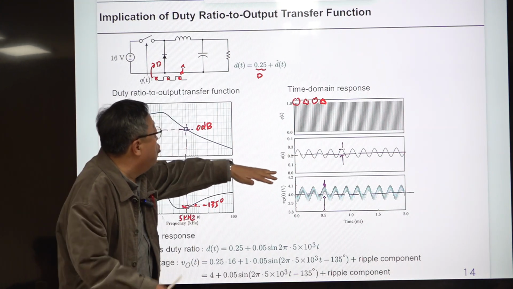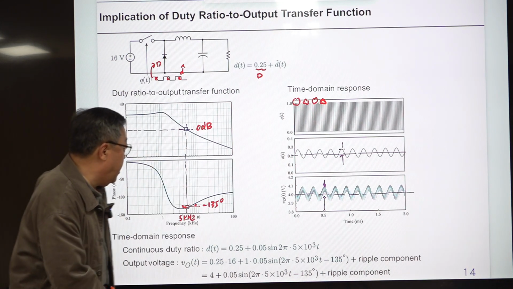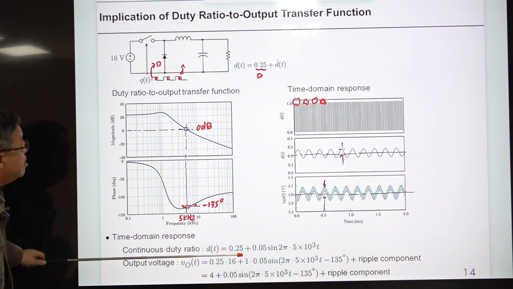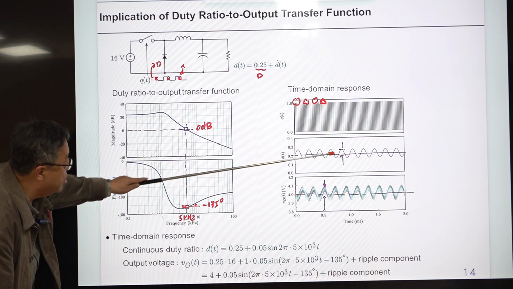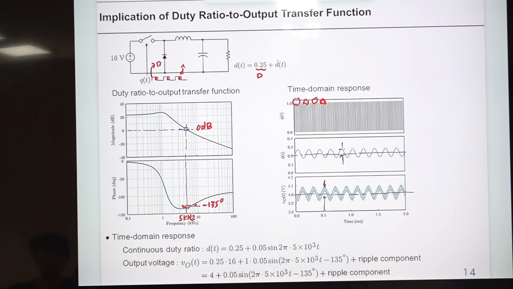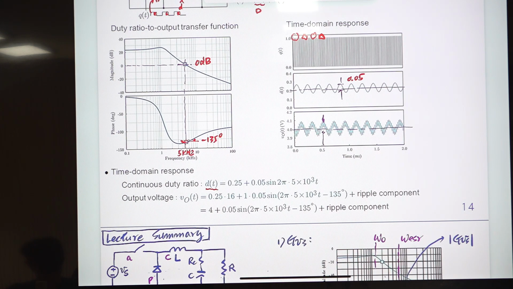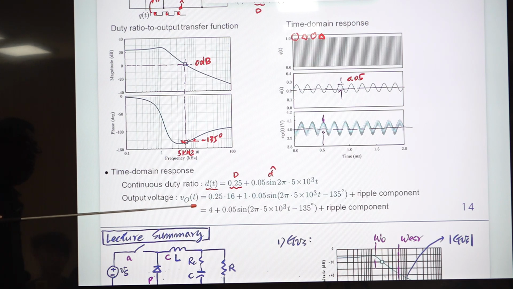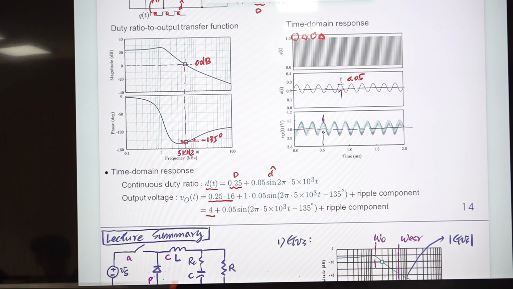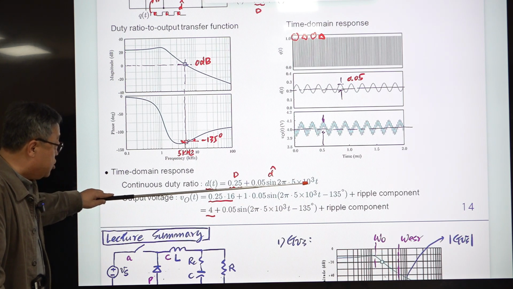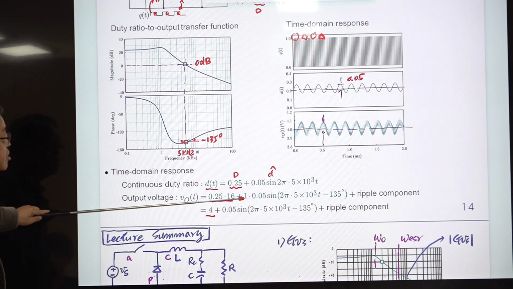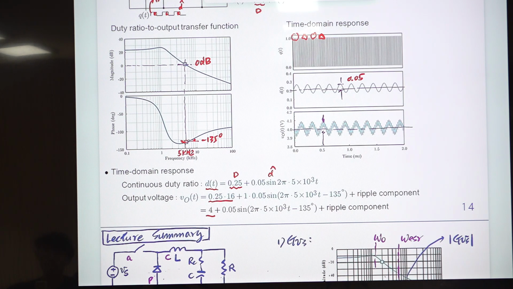with average value of 0.25. Understand this? The DC is 0.25, and the magnitude of this variation is 0.05. Then the duty ratio is this one. This is the D, and this is the D hat. D hat is the sinusoidal component. Input voltage is 16. Then the DC value of the output voltage is this times 16, which is 4. So 4 is coming out as a DC, and this sinusoidal component in duty ratio is multiplied by 1, so it remains the same. So the output voltage is this.